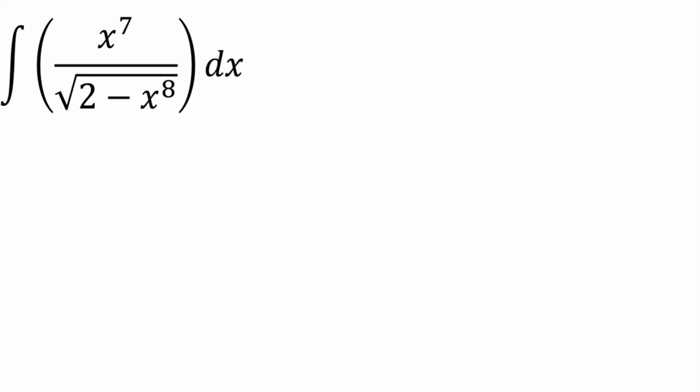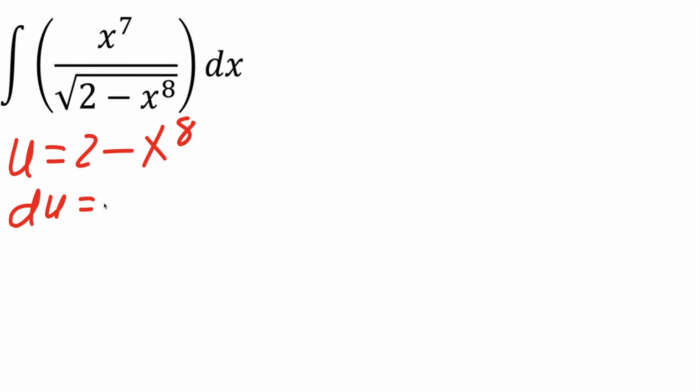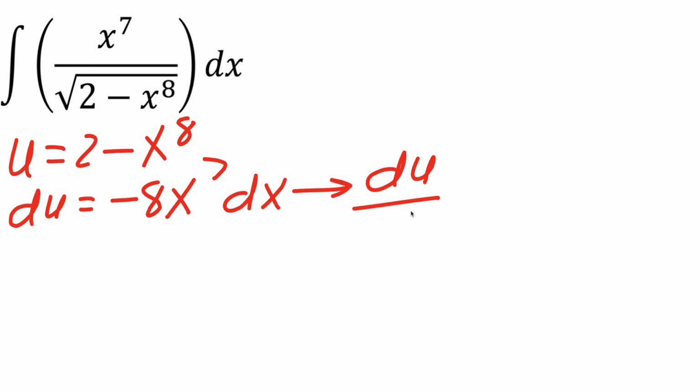So for this problem, we're first going to identify our u, and our u term will be this piece right here, 2 minus x raised to 8. Now our du would be the derivative, and the derivative piece would be negative 8x raised to 7. And we can get the dx term to be by itself. We can do that if we divide negative 8x raised to 7 on both sides. So we would get du divided by negative 8x raised to 7 is equal to dx.